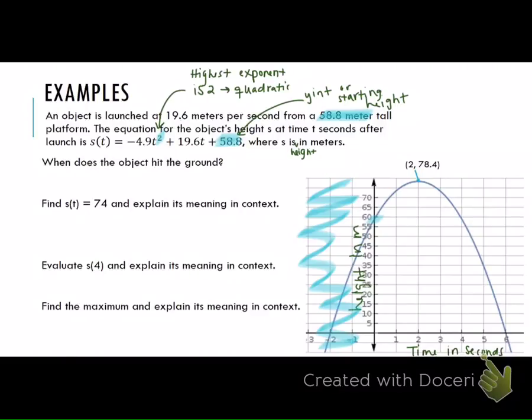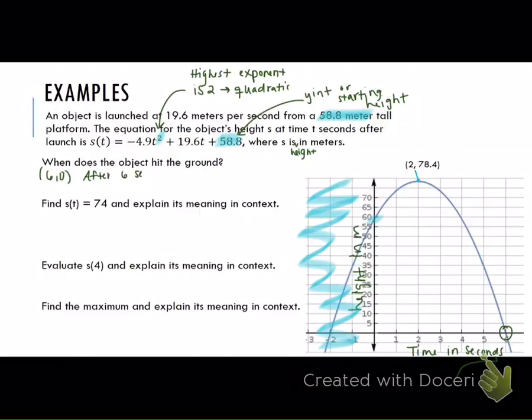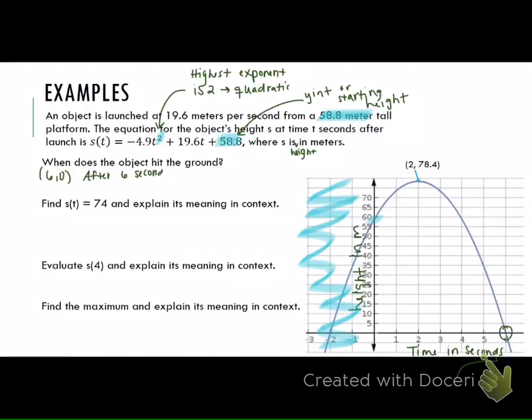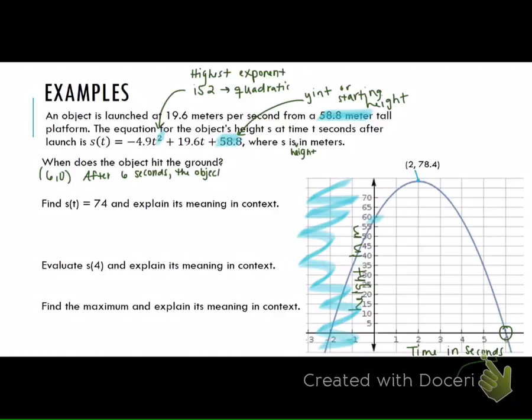So when does the object hit the ground then? Tanari, when does our object hit the ground? 6 seconds. So we are at the ground when it's 0. So at 6, 0. So after 6 seconds, the object hits the ground.